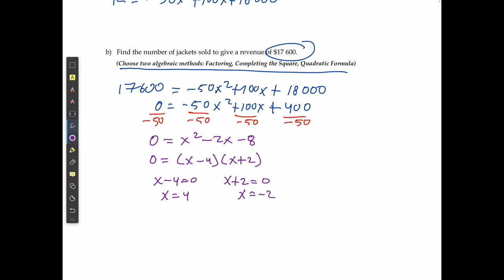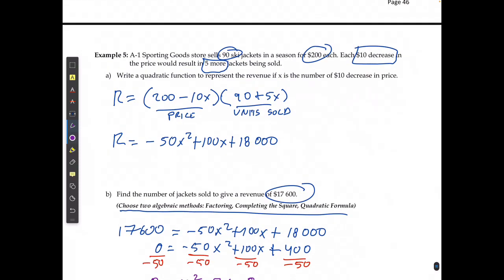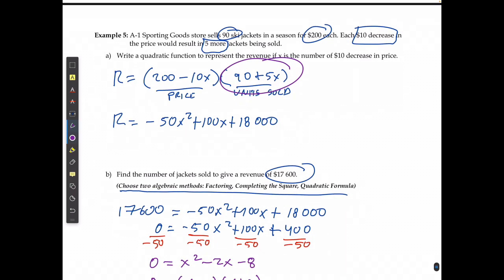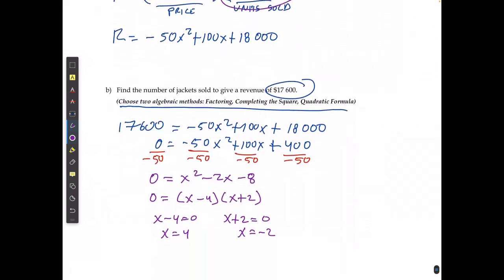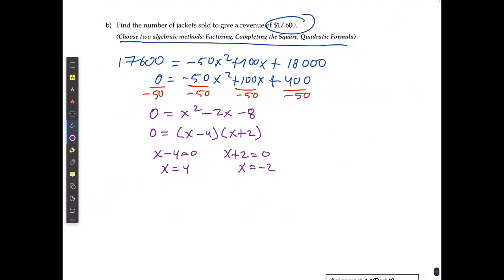So there's two possibilities here, if he increases the price or he decreases the price. This is just telling me how many changes. I'd still need to go back and say, well, how many units would this be? So I have to say 90 plus 5x. Well, in one case, 90 plus 5x, which is 4, is going to give me 110. In the other case, 90 plus 5 times negative 2 is going to give me 80.